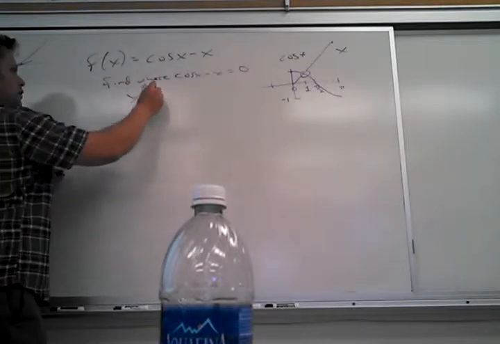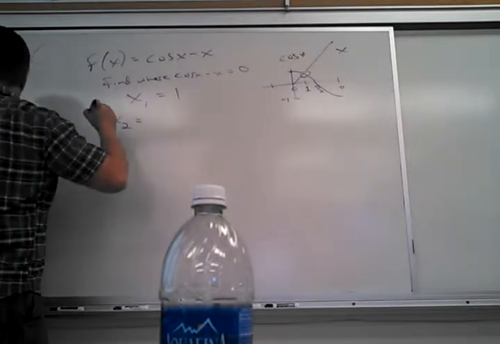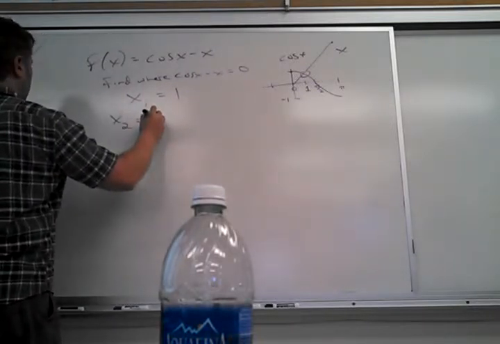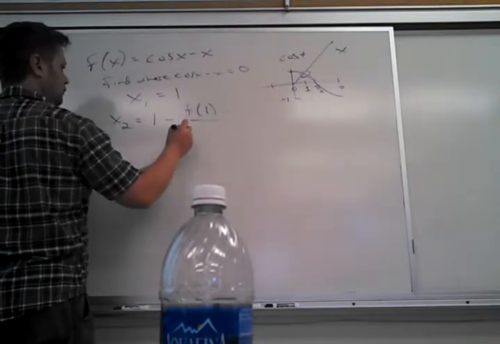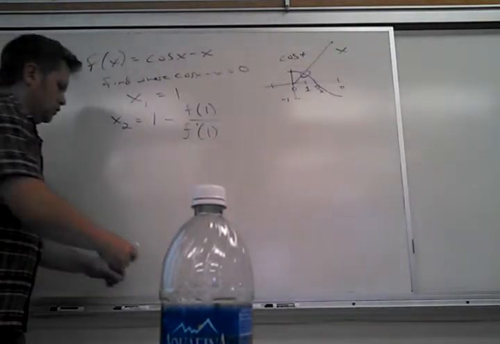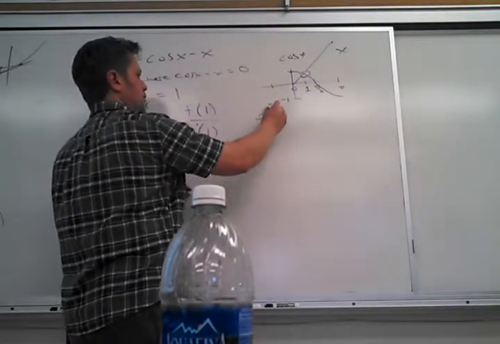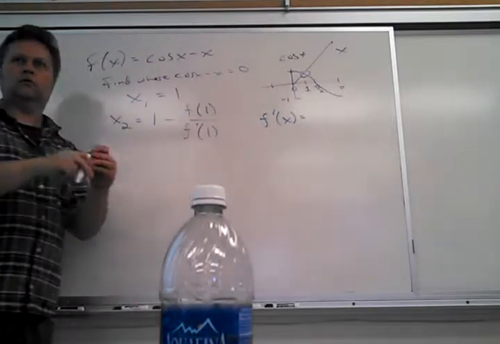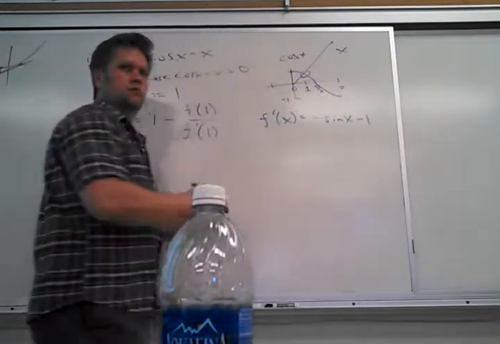So we're going to say x1 is 1. Let's try one of these by hand, and then I'm going to try to automate this. So what would x2 equal? From the process, it would be 1 minus f of 1 over f prime of 1. You with me? The only thing I'm missing is, what's f prime of x? It should be negative sine. Negative sine x. Good. Negative sine x. Minus 1. I like it.